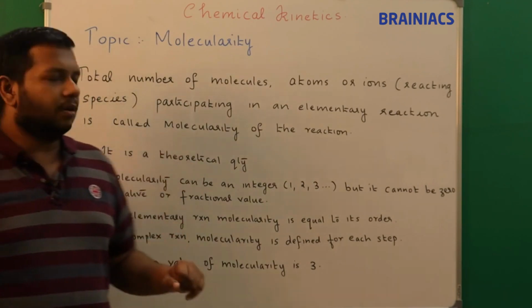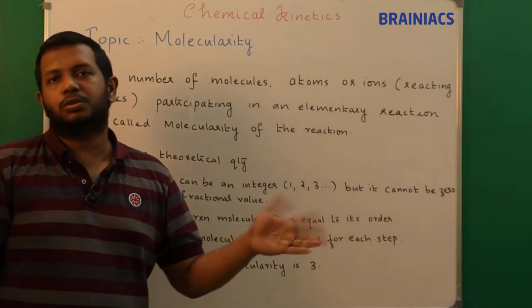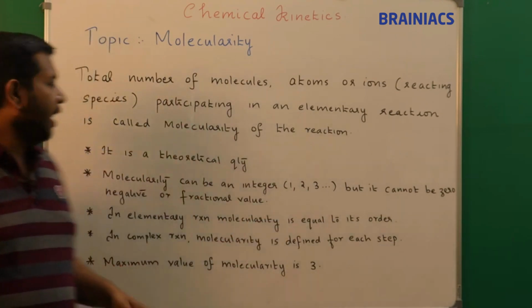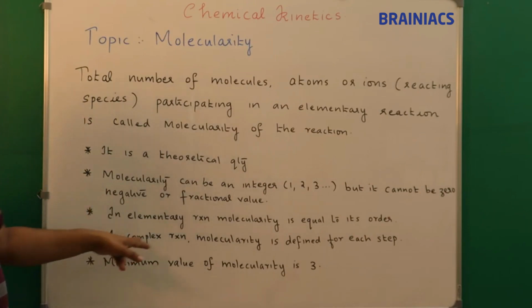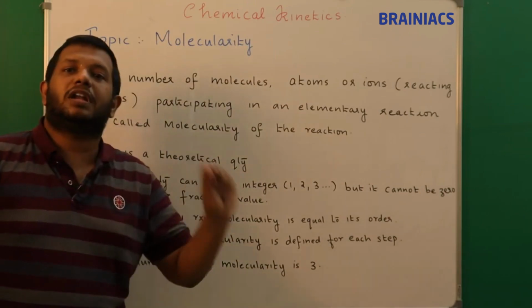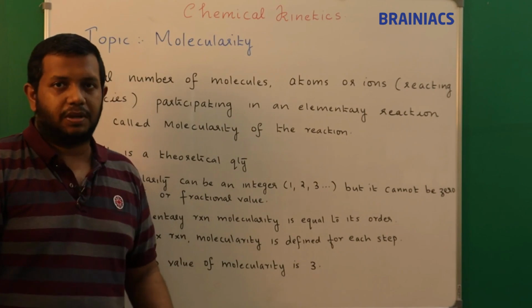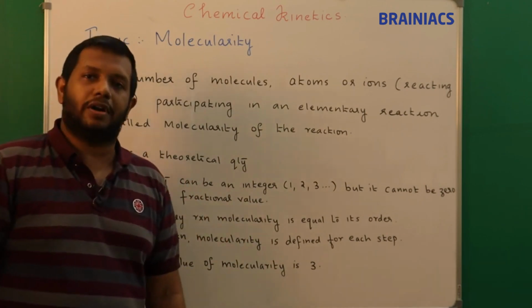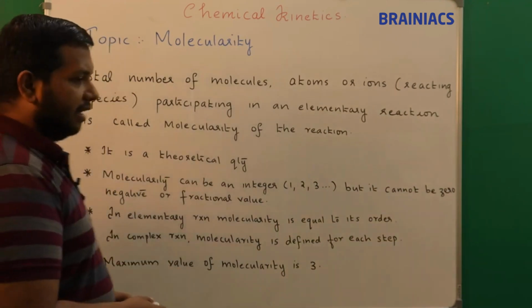Okay, it is a theoretical quantity. It can have values like 1, 2 or 3. It cannot have negative, 0 or fractional values. And what else? You need to remember, for a complex reaction molecularity is defined for each step. And for an elementary reaction the molecularity will be the same as what? Order. Maybe I can explain that a little bit.